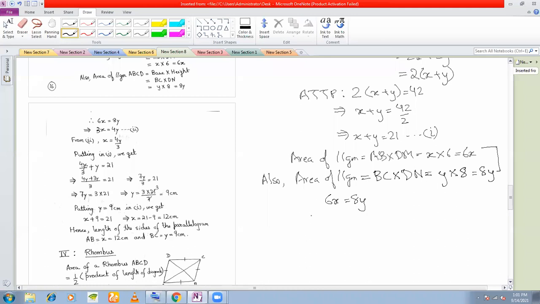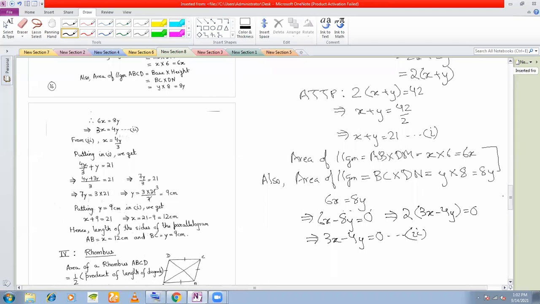This gives you a second equation. But what you can do here is, you can write this as 2 into 3x is equal to, or better still, you take everything on one side. You can write this as 6x minus 8y is equal to 0. And now you can take 2 out. Write this as 3x minus 4y is equal to 0. So you get 3x minus 4y is equal to 0. This is our second equation.